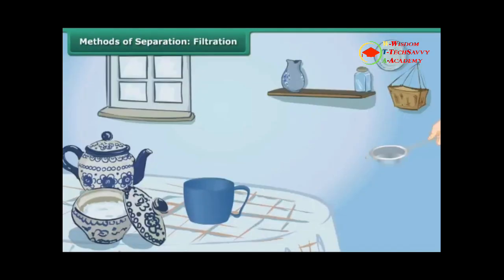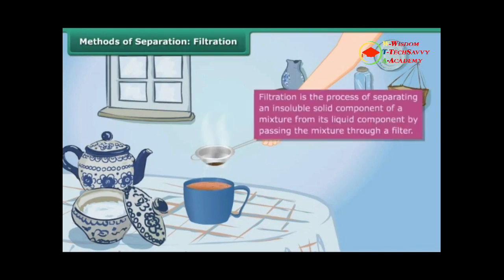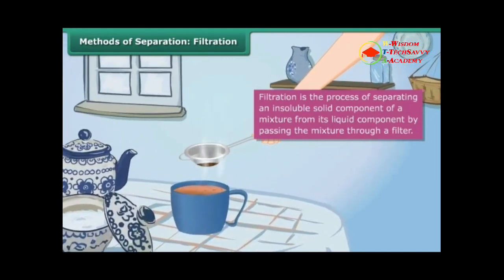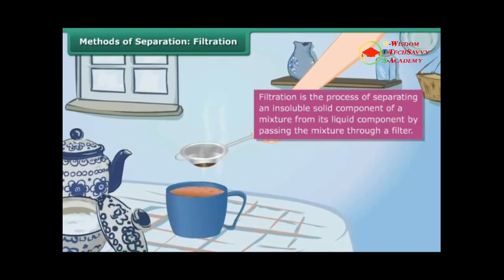Children, after preparing tea, this tea stall owner pours the mixture into the tea strainer. The tea passes through the holes of tea strainer, leaving behind the tea leaves in it. This process of separation is known as filtration. Filtration, however, cannot remove the solid substances dissolved in a liquid.